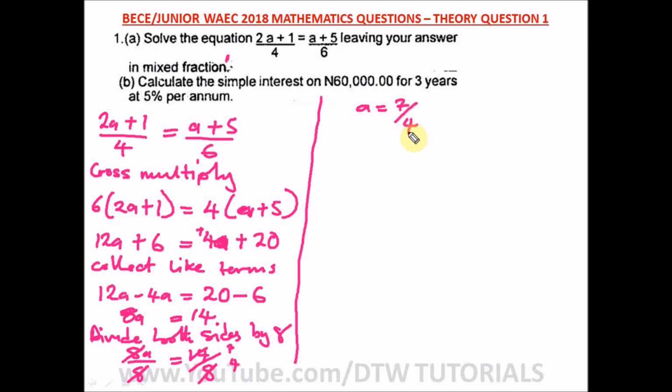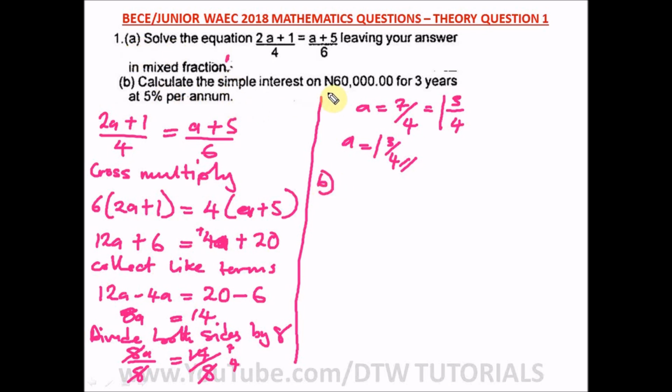In converting, how do you do this? You just say, how many times can 4 go in 7? It can only go 1 time. So we have one whole number, and what is left? 4 will go here 1 time, so we have left 3, because 7 minus 4 will give us 3. So we have our left number here, 3 over 4. So this is our answer: a is equal to 1 and 3 over 4. Leaving your answer in mixed fraction, this is the final answer.